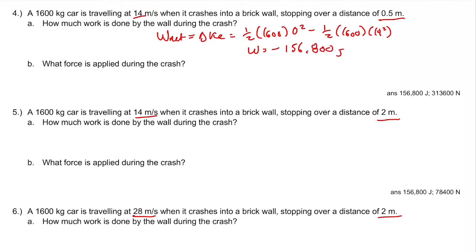All right, so our work actually comes out to be a negative number here, negative 156,800 joules. What this means is that it's a stopping work, a slowing work, a work with a negative delta KE, a work where the force and displacement are opposite. So this answer is just giving magnitude, which is fine.